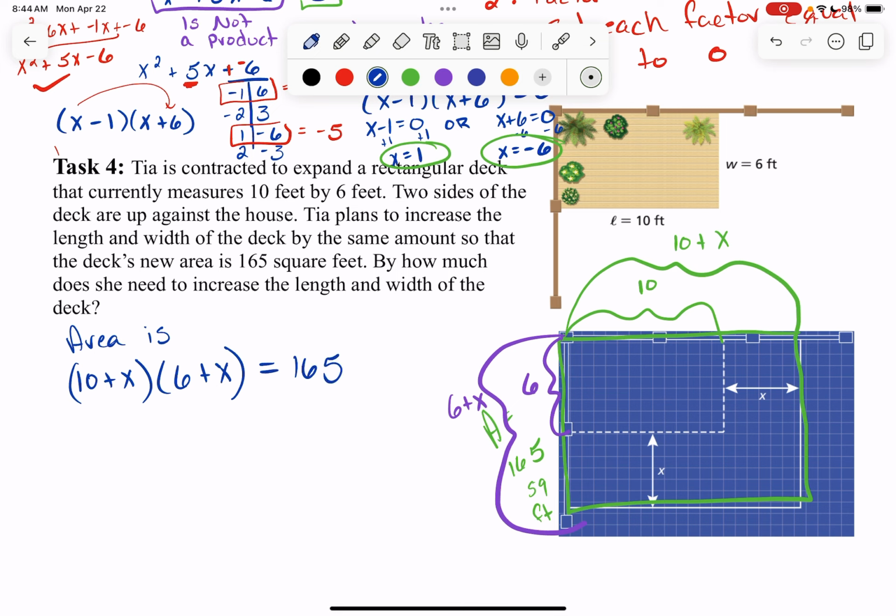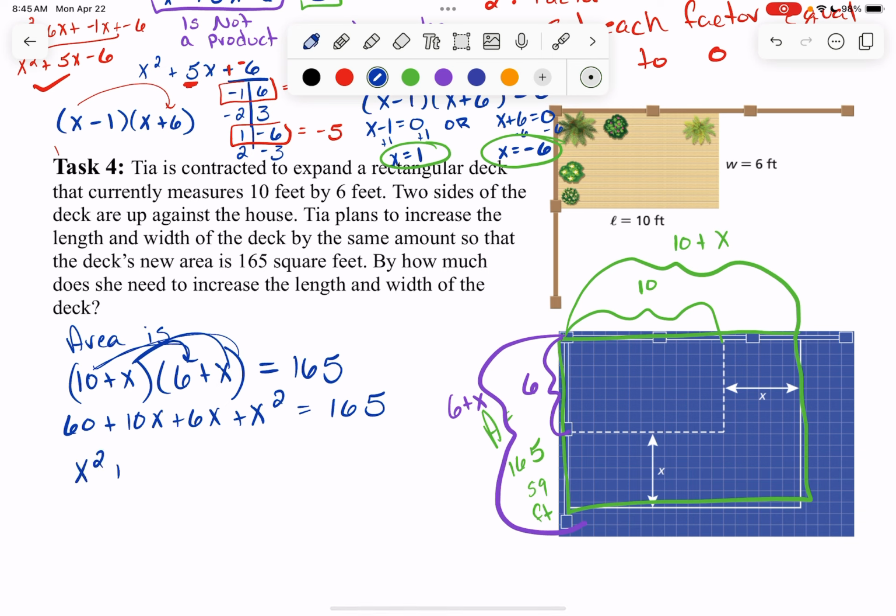Now, you might be like, hey, this is already factored. It kind of is, but does it equal 0? No. So I'm going to have to unfactor it and set it equal to 0. So we're going to have to do some distributing. 10 times 6, we get 60, plus 10 times x, 10x, 6 times x, 6x, times x is x squared, equals 165. Okay, so now we do standard form, x squared first. Now 10x plus 6x is 16x, plus 60 equals 165.